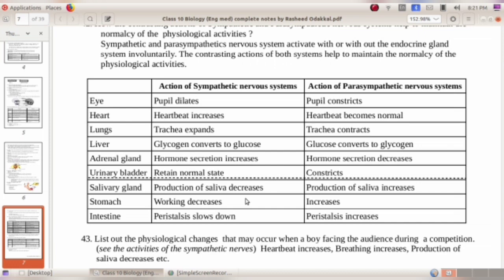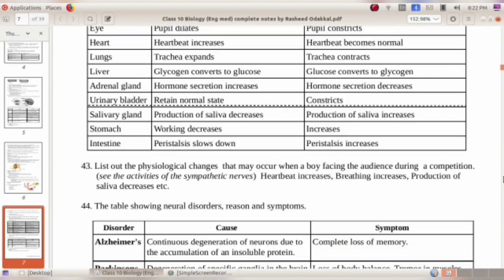After some time we regain our normal state. The parasympathetic system helps us regain our normal state, which is the opposite of the sympathetic nervous system: the pupil constricts, heartbeat becomes normal, the trachea contracts, glucose converts to glycogen, hormone secretion decreases, the urinary bladder constricts, salivary gland production of saliva increases, in the stomach the working increases, and in the intestine peristalsis increases.